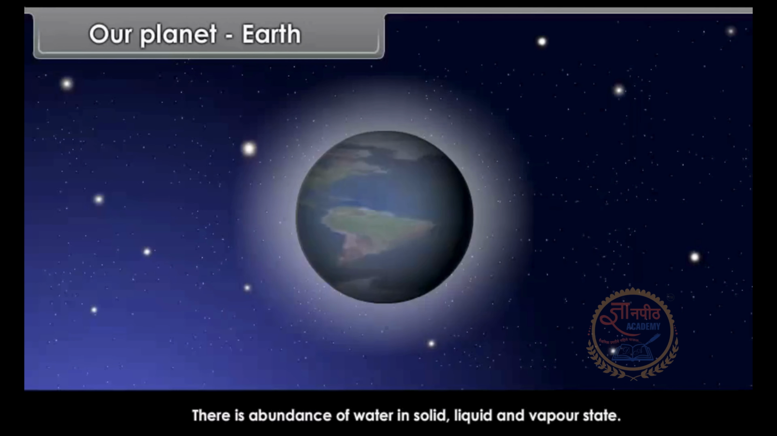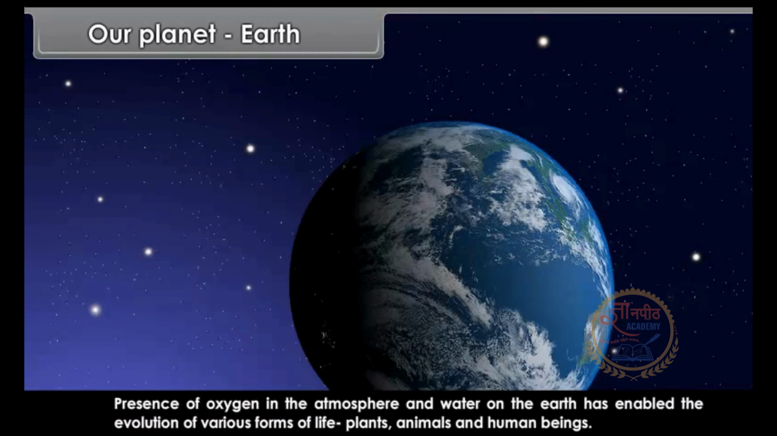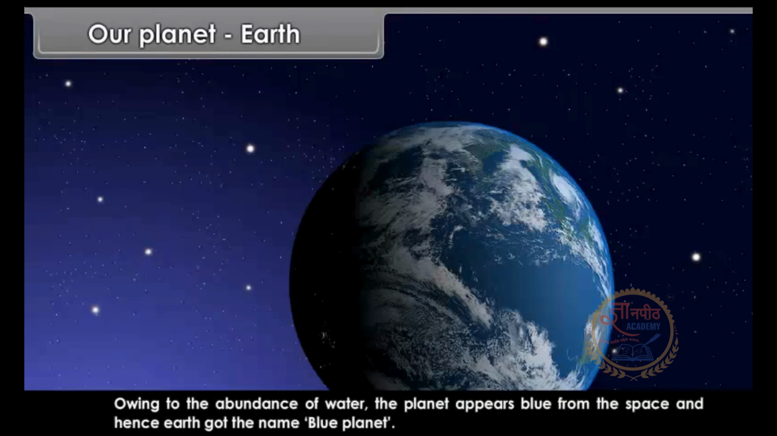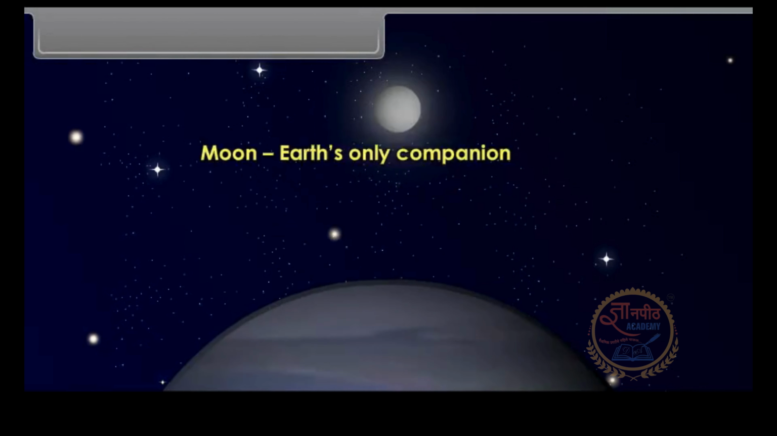Presence of oxygen in the atmosphere and water on the Earth has enabled the evolution of various forms of life, plants, animals and human beings. Owing to the abundance of water, the planet appears blue from the space, and hence Earth got the name Blue Planet. Moon, Earth's only companion.